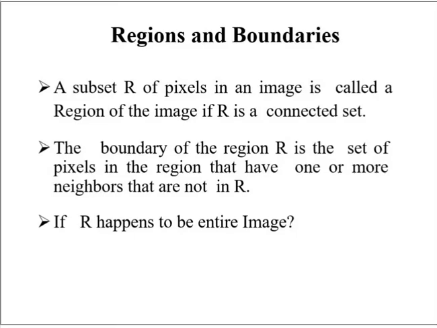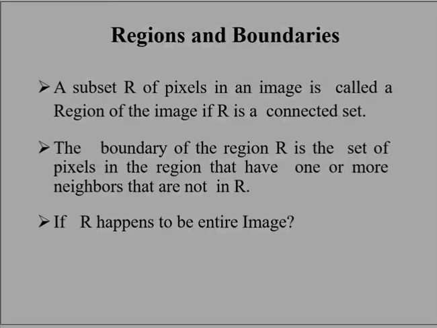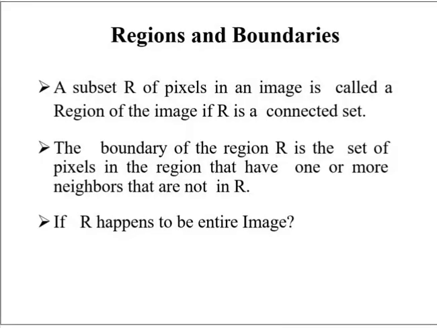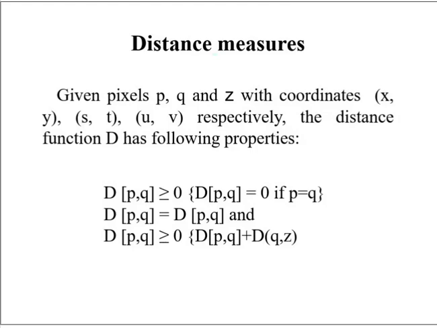Given pixels p, q, and z with the coordinates x, y, s, t and u, v respectively, the distance function d has the following properties: d of pq is greater than or equal to 0, and d of pq is equal to 0 if and only if p is equal to q. The next one is d of pq is equal to d of qp. Then the last one is d of pz is less than or equal to d of pq plus d of qz.